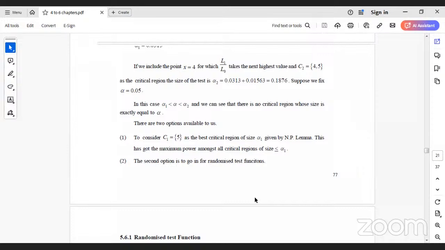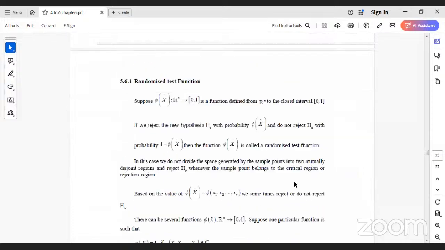The second option is to go in for randomized test functions. What are the randomized test functions we are taking here? Suppose phi is a function defined from R^n to the closed interval [0, 1]. We reject the null hypothesis H0 with probability phi of x, and do not reject H0 with probability 1 minus phi of x.